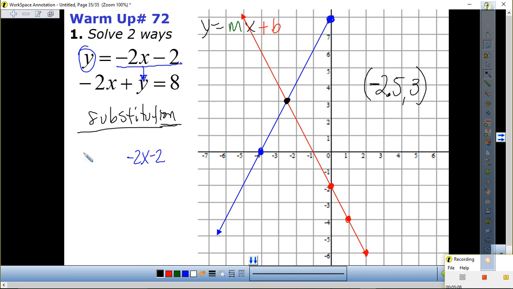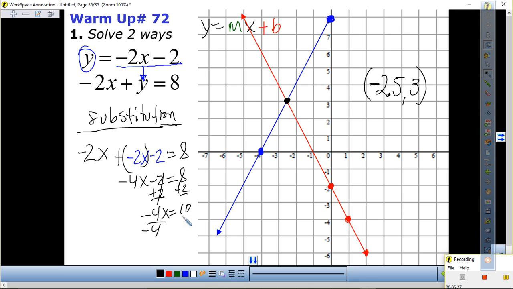I bring down the negative 2x. I bring down the plus, the equal, and the 8. Positive times the negative is still a negative, right? So, negative 2x and negative 2x, that's negative 4x minus 2 equals 8, plus 2 plus 2, negative 4x equals 10, divide by negative 4, x equals negative 2.5. Did I get that over here? Yes. From there, I need a y value.